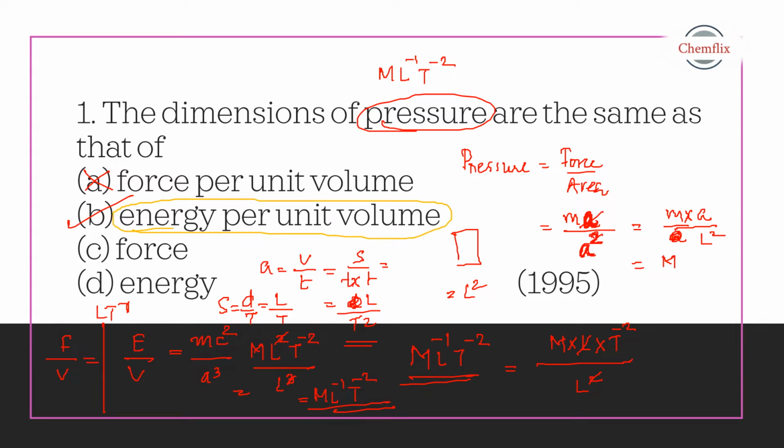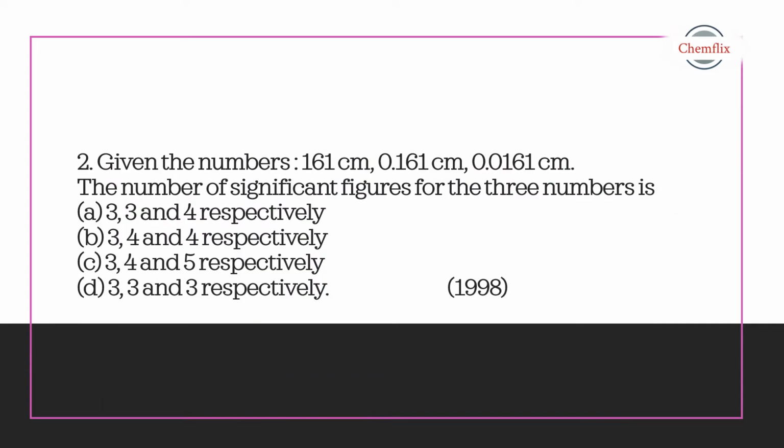Now moving to the next question. Given the numbers 161 centimeter, 0.167 centimeter, 0.0161 centimeter, the number of significant figures for the three numbers is: 3, 3 and 4 respectively; 3, 4 and 4 respectively; 3, 4 and 5 respectively; 3, 3 and 3 respectively. This is a previously asked question, and it is based on significant figures.